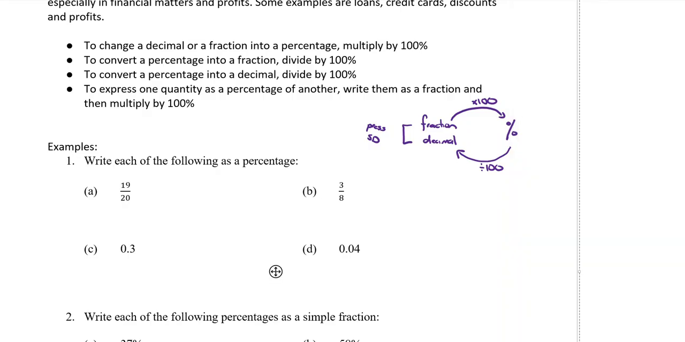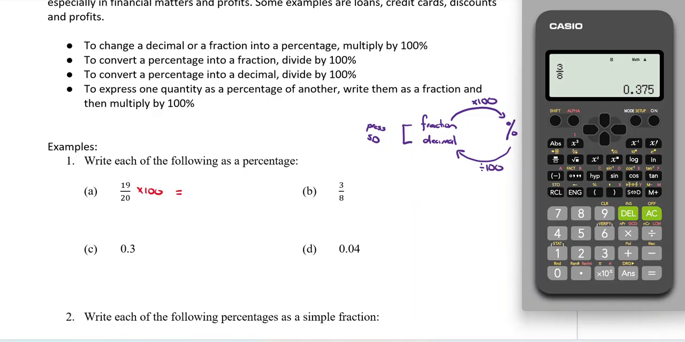So we have the wordy version up there, but the diagram hopefully makes it easier. We want to convert each of the things in question 1 into a percentage. If we are going to make something a percentage, we need to multiply by 100. So we are going to put 19/20, and we're going to times that by 100, which gives us 95%.